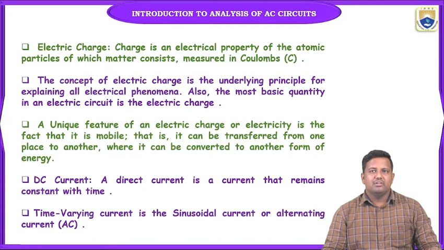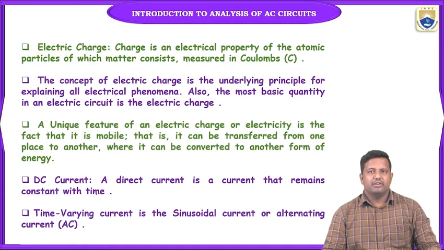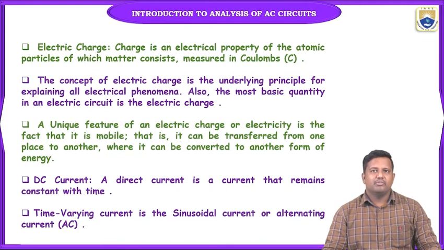All of you know that in the universe, so many kinds of matter are available. Matter is fundamentally constructed from particles, and these particles have atoms. We know that these atoms have electrons, protons, and neutrons. The fundamental source of electrons is atoms. The concept of electrical charge is the underlying principle for explaining all electrical phenomena.